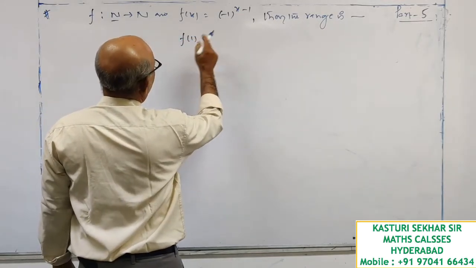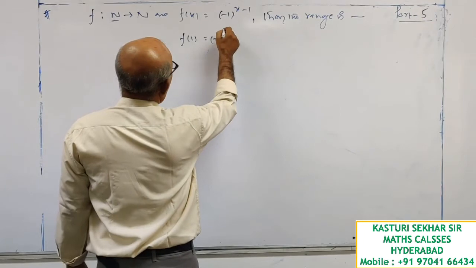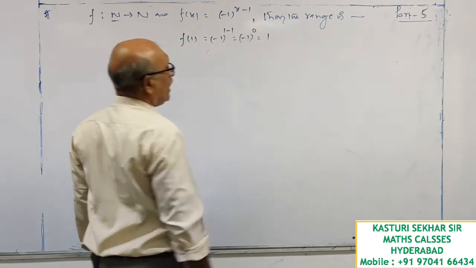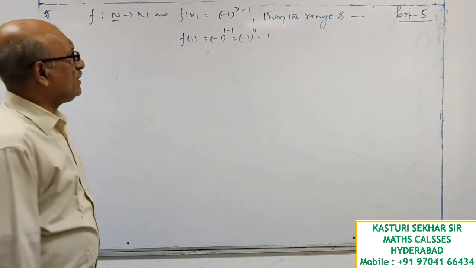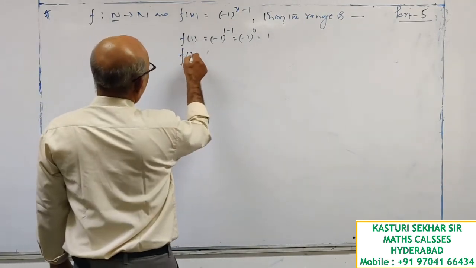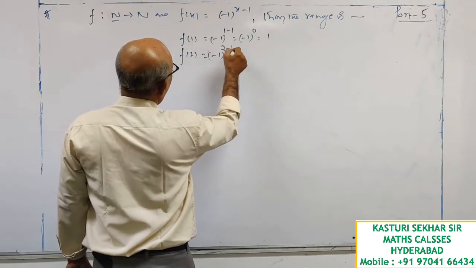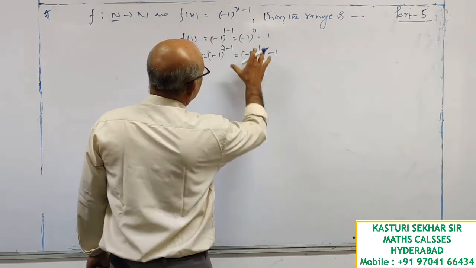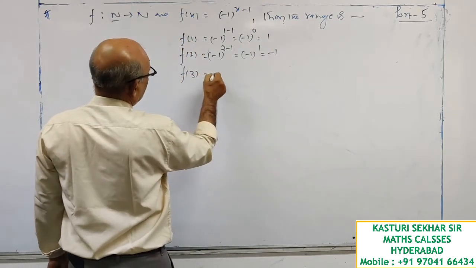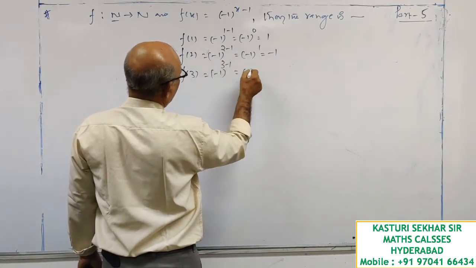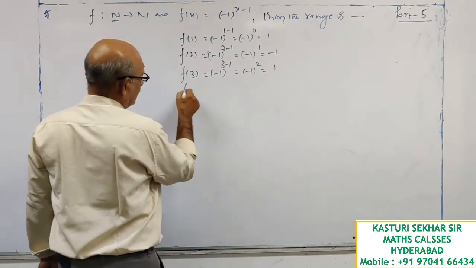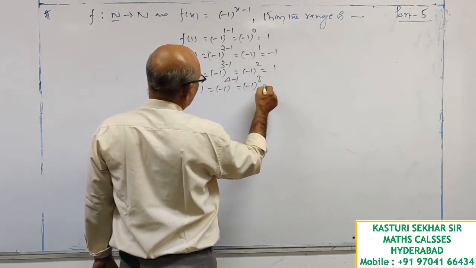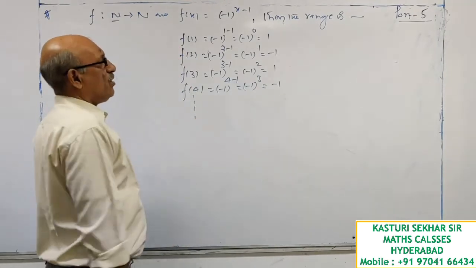When x is equal to 1, (-1) to the power 1 minus 1, (-1) to the power of 0, anything to the power 0 is equal to 1. F of 2, (-1) power 2 minus 1, this is -1. F of 3, (-1) power 3 minus 1, this is plus 1. F of 4, (-1) power 4 minus 1, minus 1. This way it is going on.